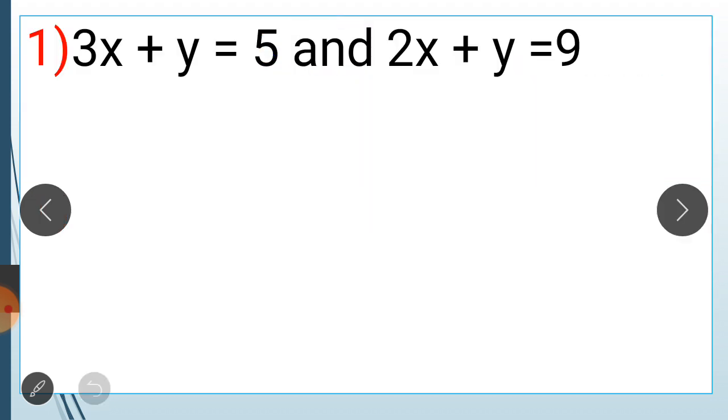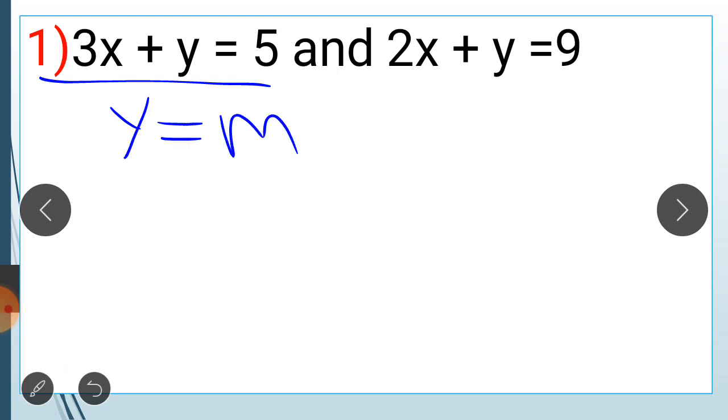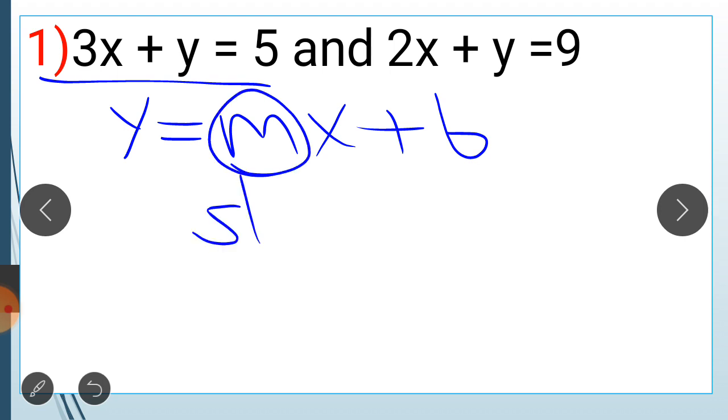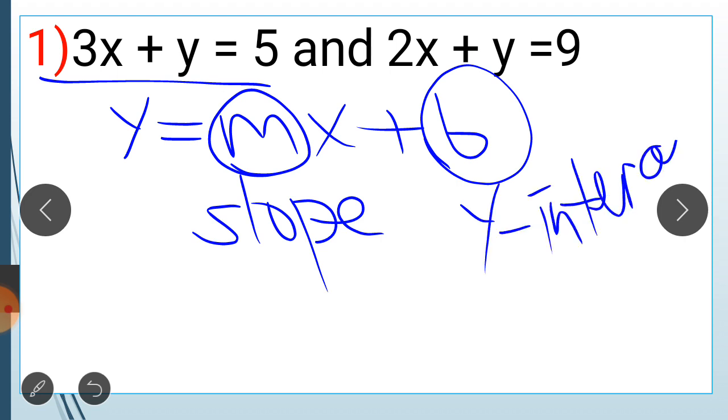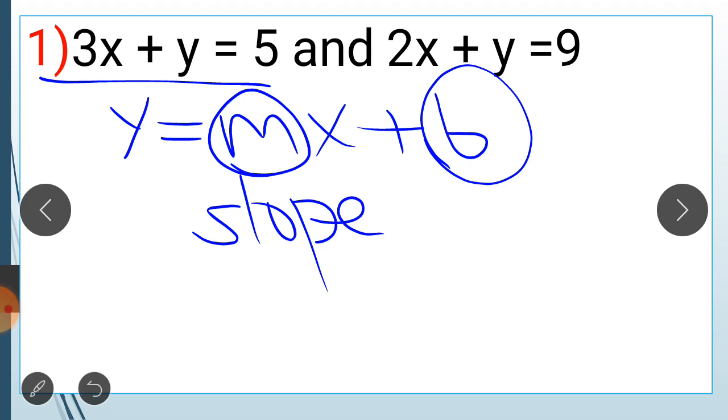So how do we do that? For example, we have 3x plus y equals 5. In order to do it, we have to transpose this to y equals mx plus b, where m is the slope and b is the y-intercept. We just have to transpose 3x to the other side, so it becomes y equals mx plus b. Let's try that.